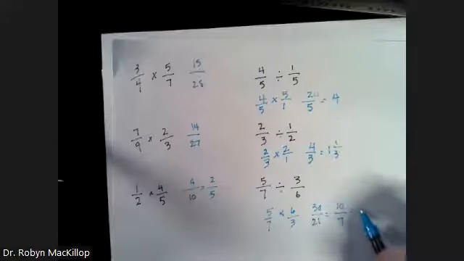10 divided by 7 is 1 remainder 3/7. All right, not bad. Who knew, right?